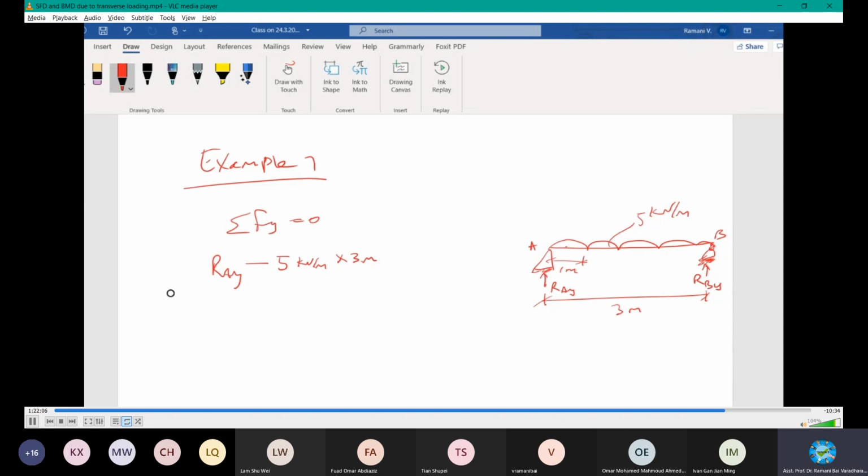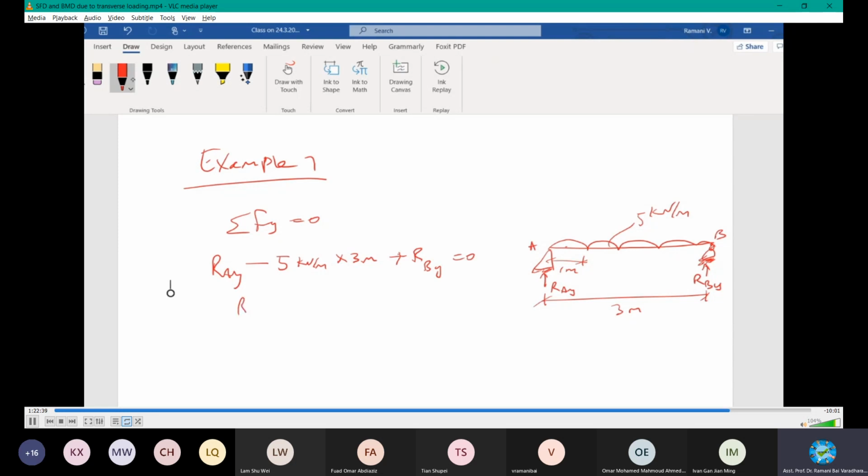All loads you have to account for. This load and this one. RBY, is it positive or negative? You are summing all the loads occurring on the member, and they should be balanced. In doing so, we got RAY, upward, downward loading, and then another reaction at B, which is plus RBY. The sum is equal to 0, right? With that, I can get the answer.